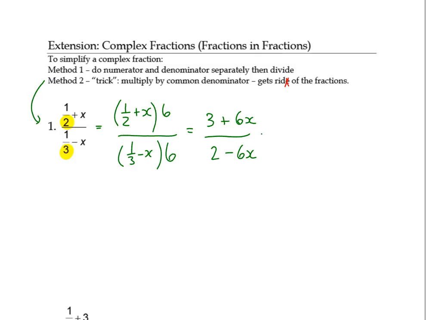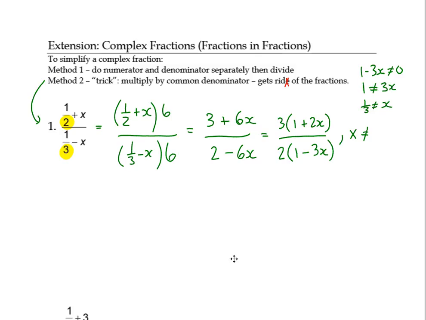Okay, so a couple of things here. We like to leave it in factored form. Can we factor the numerator and denominator? Yeah. What can you factor out of the numerator? 3, which is 1 plus 2x. What can you factor out of the denominator? 2, which is 1 minus 3x. Okay? It's a lot easier to see our non-permissible values when it's in factored form. What can x equal? This is a little backwards, right? So 1 minus 3x can't be 0. So add 3x to the other side. Divide by 3. x can't be 1/3. Okay, pretty simple, hey? Once you get rid of that fraction, it's not that hard.